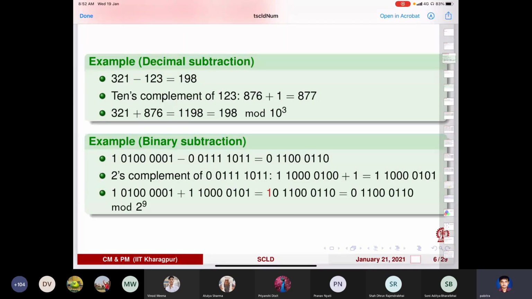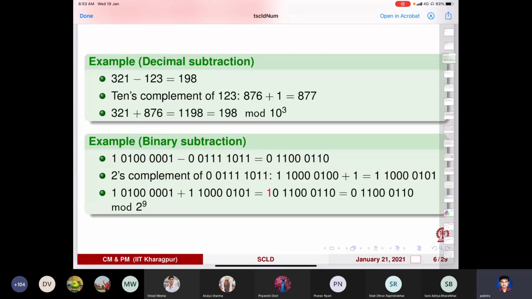If I flip every digit, 0, 0, 1, 1, 1, 1, 0, 1, 1 becomes 1, 1, 3 zeros, and 0, 1, 0. This is the 1's complement, the diminished radix complement. You add 1 to it and get the radix complement, or the 2's complement: 1, then 1, 3 zeros, 0, 1, 0, 1. Now let's add the first number and the 2's complement of the second number. You get a 10th digit, which is 1.